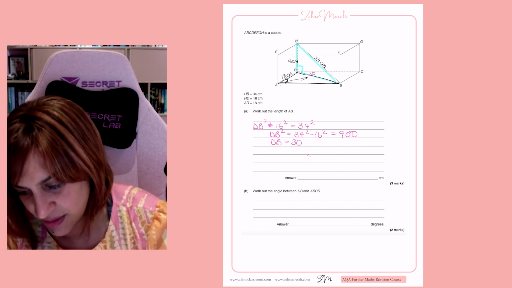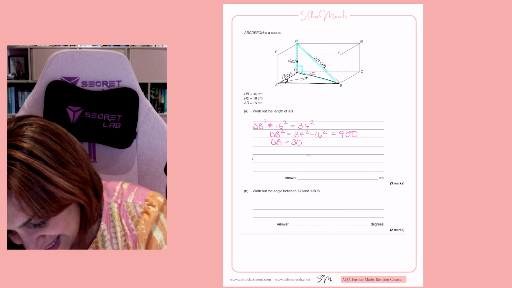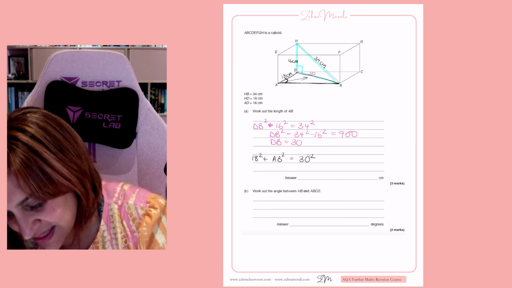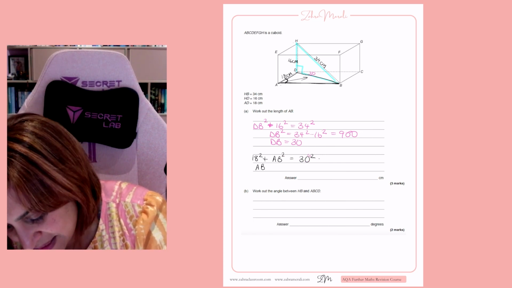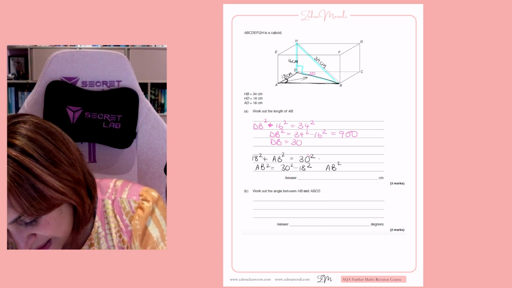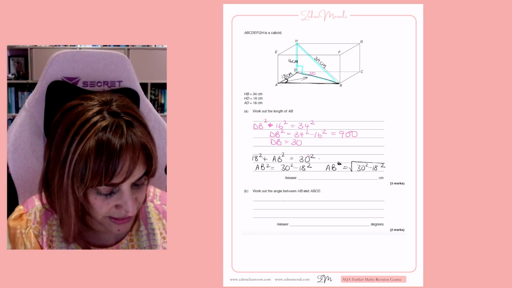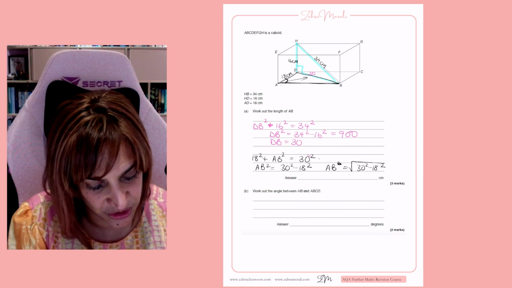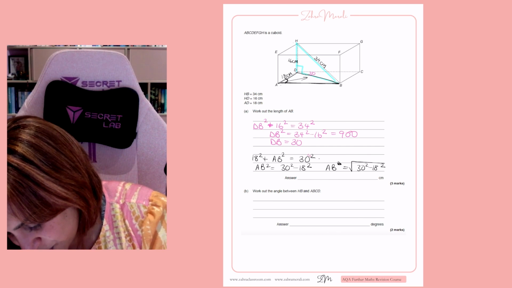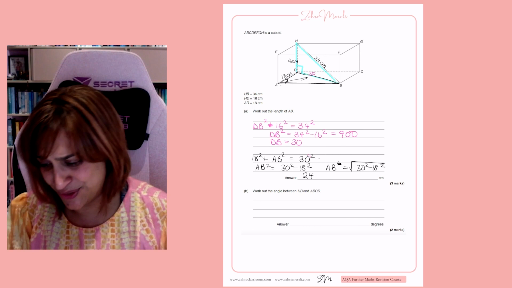Let's go again. We're going to end up with 18 squared plus AB squared equals 30 squared. So therefore AB squared equals 30 squared minus 18 squared. So AB equals the square root of that. 30 squared minus 18 squared, square root, gives you 24, which makes more sense. There you go. Let me go through that again and hopefully I haven't confused you too much.